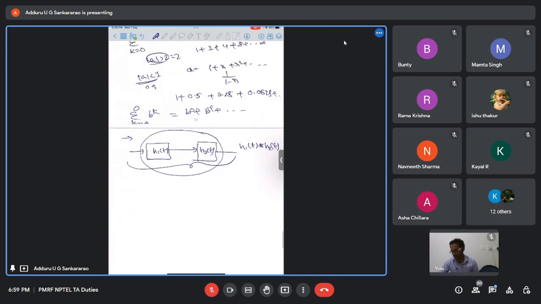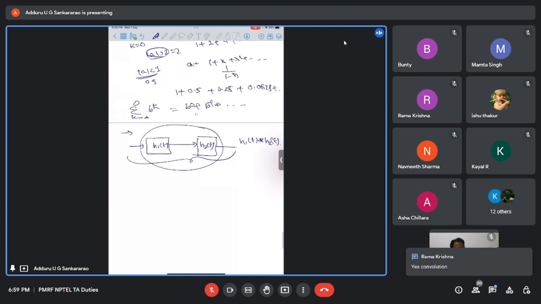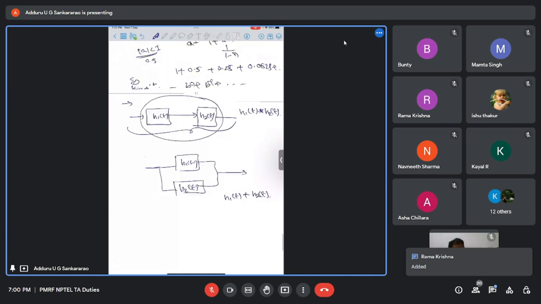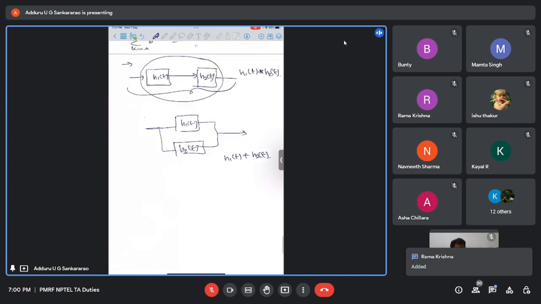When they are in parallel, like two LTI systems in parallel, H1 of t and H2 of t, then what is the overall impulse response? The overall impulse response is nothing but the sum of the individual ones, added. Okay, I'm just moving a little faster.